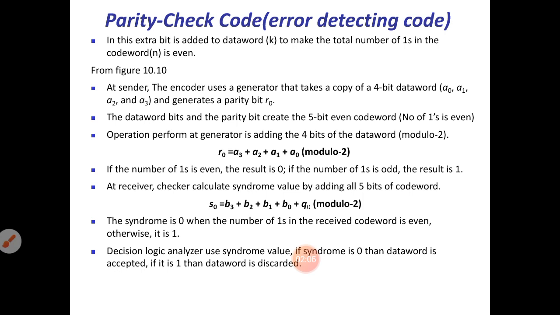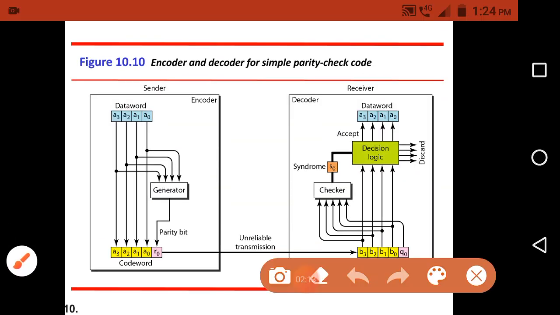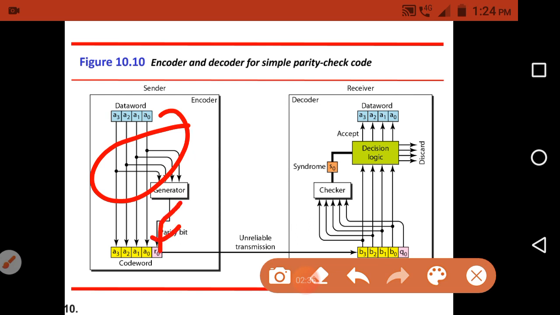So this is the parity check code we are using for detecting the error. At the generator, they are adding these 4 bits, dividing by 2 and taking the remainder. A remainder of 1 means the number of ones in the data word is odd. A remainder of 0 means the number of ones in the data word is even. So if an odd number of ones is there, you add one parity bit to make the number of ones in that particular data word even.